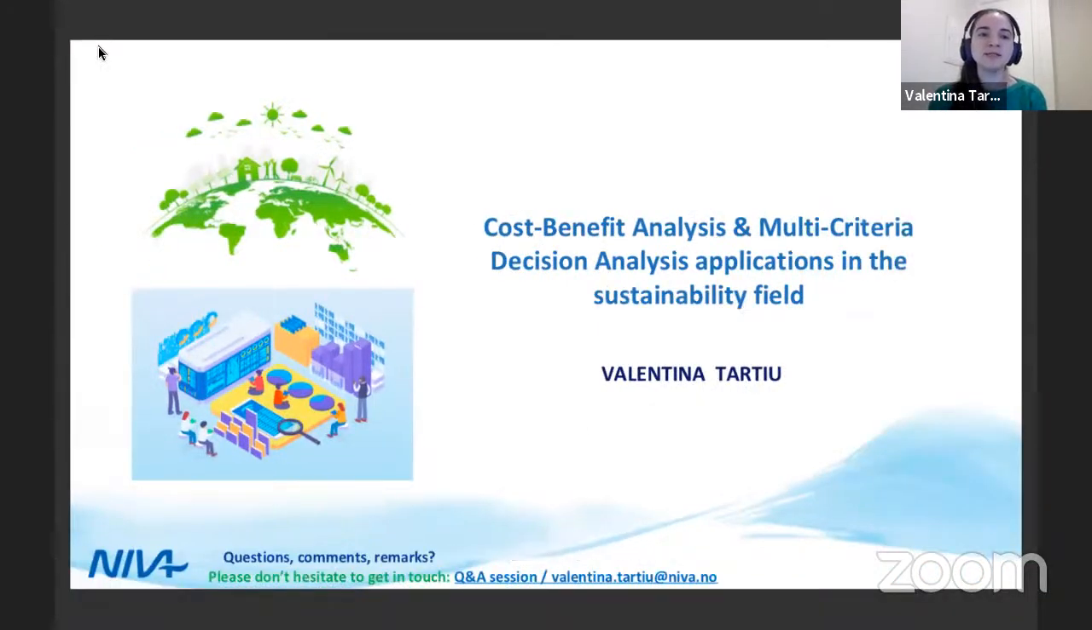I'm a research scientist at MIVA, and I'm very pleased to take you on a short sustainability journey. In the first part, we will learn a bit more about cost-benefit analysis and multi-criteria decision analysis as a part of sustainability assessment in various fields. In the second part of the lecture, we will discover the circular economy from a more practical perspective.